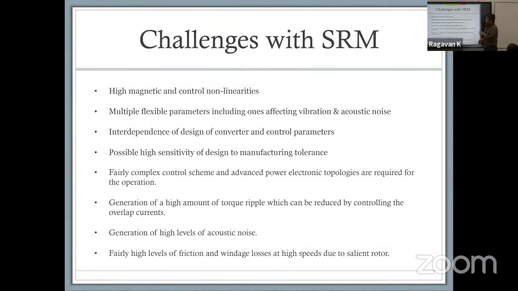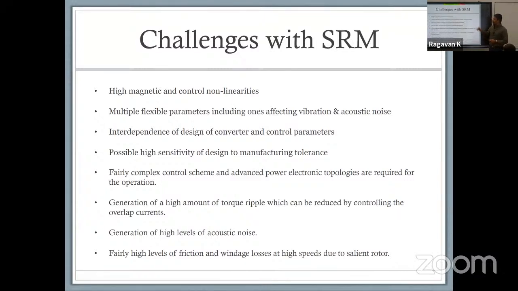So the challenges that we see, which is primarily the reason why the motor is not the primary contender, is first and foremost, you have high magnetic and control nonlinearities. The motor itself operates in a high saturation region. If you remember what high saturation is, it basically is a region in which you apply current, you increase the current, and the flux does not go in proportion. So if you double your magnetic field intensity, your H, your flux does not double. That means now you have a non-linear behavior in the motor.